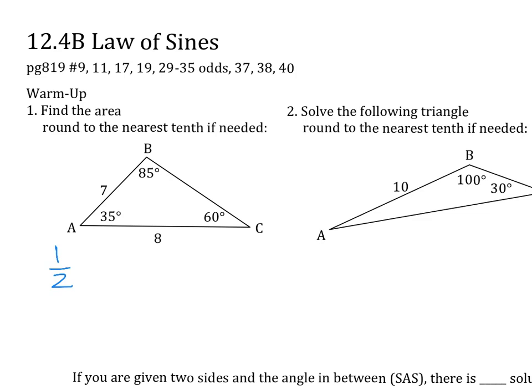But if you don't know the height, you could also use the formula 1/2, then multiply any two sides together, and then the sine of the angle between those two sides. So in between the 8 and the 7, we see a 35-degree angle. Alright, using a calculator, you get 16.06, rounded to the nearest tenth is 16.1, and then whatever the units are, squared.